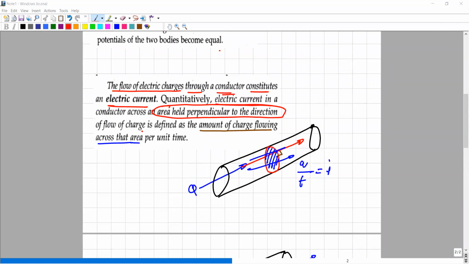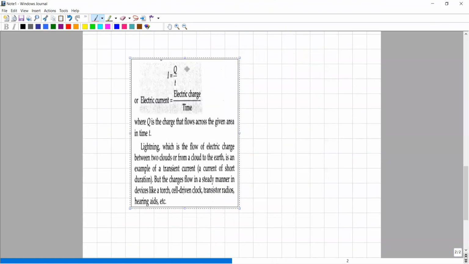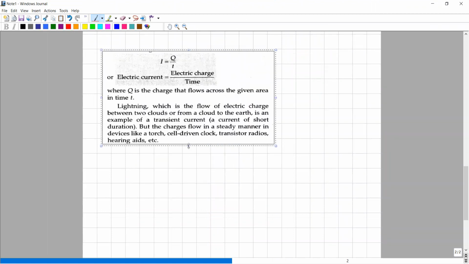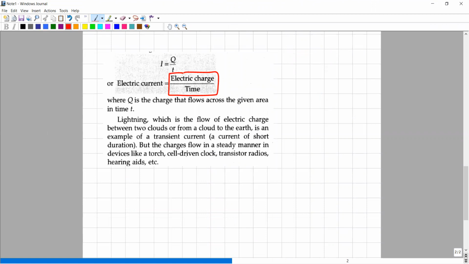Now what is the formula and unit? What will be the current? So electric current would become electric charge over time, Q by T. Now you see, lightning is also a current. Lightning is a flow of electric charge between two clouds. Now lightning is a very large amount of current, but for a short time. So this is called a transient current, a current of very large value, but for a very short time.